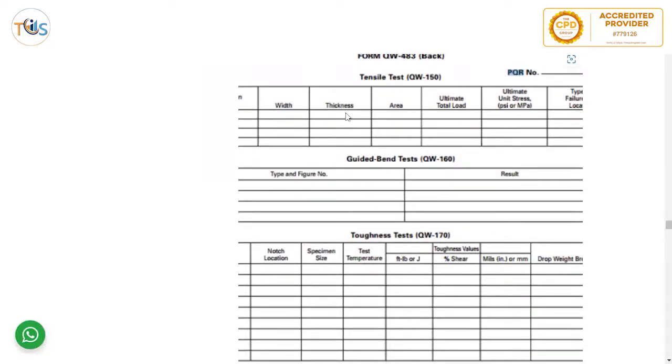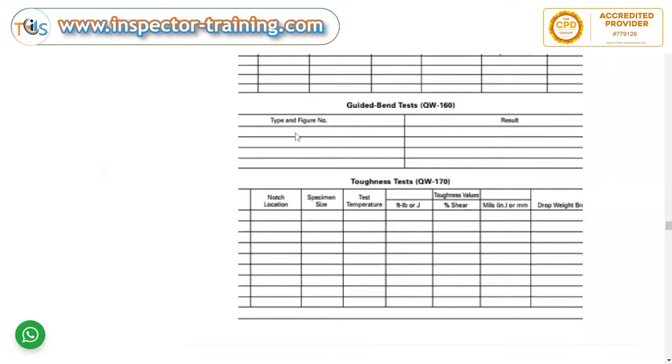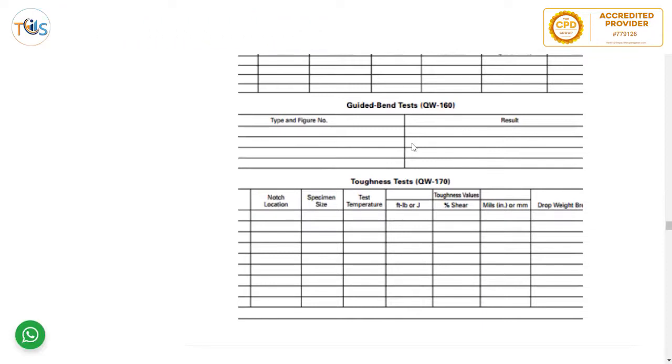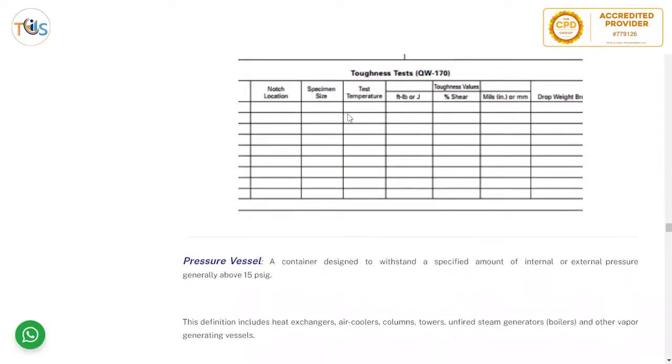So the coupon's width, thickness, and width times thickness would be the area, the ultimate load, and then the ultimate load divided by area would be the ultimate unit stress. And if there is a guided bend test, the number and the result, pass or fail. Guided bend test is used to see the ductility and soundness of the weld, so there should practically be no indication more than 1/8 inch. And a macro test when you do the ductility test or bend test. Toughness test, Charpy impact test, the specimen number, at what test temperature, what was the joule, and etc.